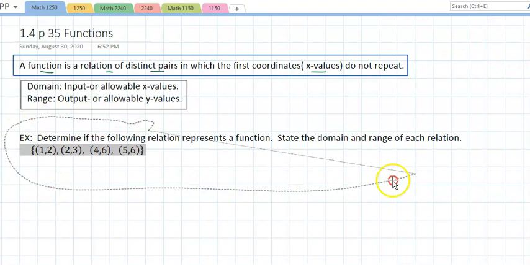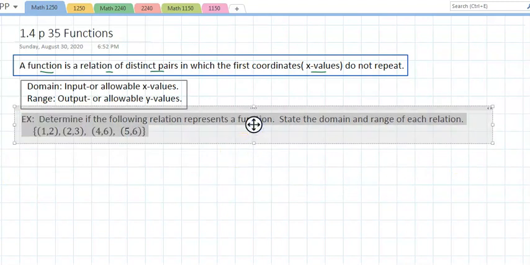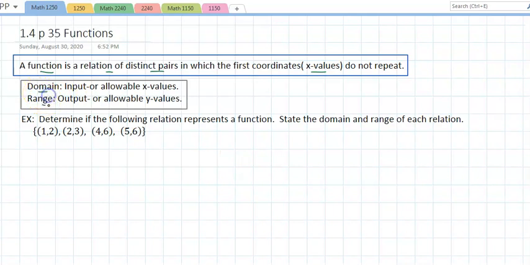Associated with any relation, specifically functions, but relations in general, is domain and range. Domain is what's allowed for x, range is what's allowed for y. And we call domain the input and range the output. Not that big of a deal for us, but we need to know that whatever you could allow x to be, that's domain. Whatever you allow y to be, that's the range. And we'll talk about that a bit more through the examples we're going to do.